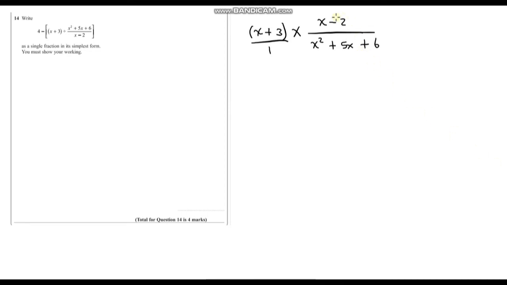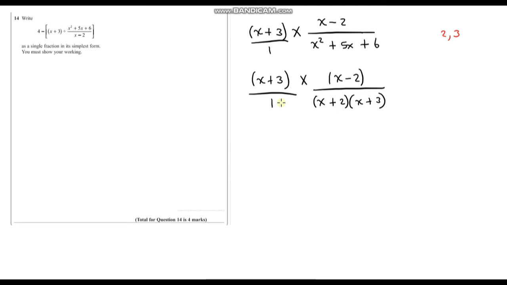Now, whenever you're asked to simplify fractions that involve quadratics, you should immediately think about factorising. So down here in our denominator, we can factorise this quadratic expression. Two numbers that multiply together to get 6 and add together to get 5, well, those two numbers are 2 and 3. So we can factorise this. Let's rewrite all of it. We've got x plus 3 multiplied by x minus 2, all of that over, and then this can be factorised to x plus 2, x plus 3.